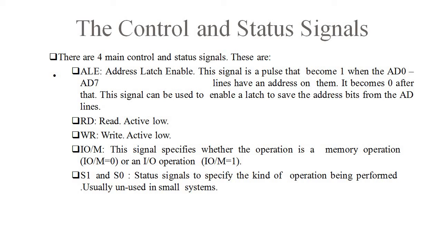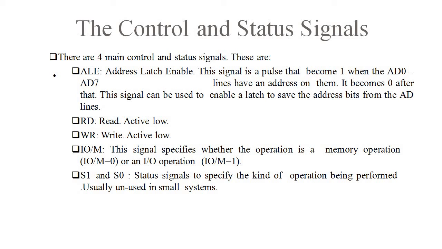Now let us see control and status signals. There are four main control and status signals. First is ALE, that is address latch enable. This signal is a pulse that becomes 1 when the AD0 to AD7 lines have an address on them. It becomes 0 after that. This signal can be used to enable a latch to save the address bits from the AD lines.